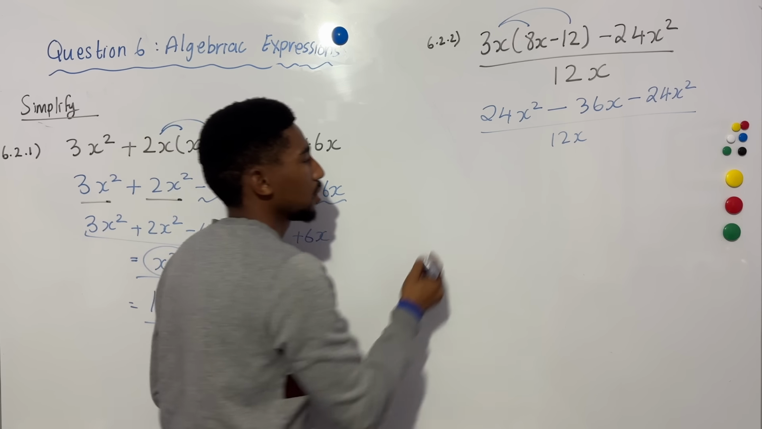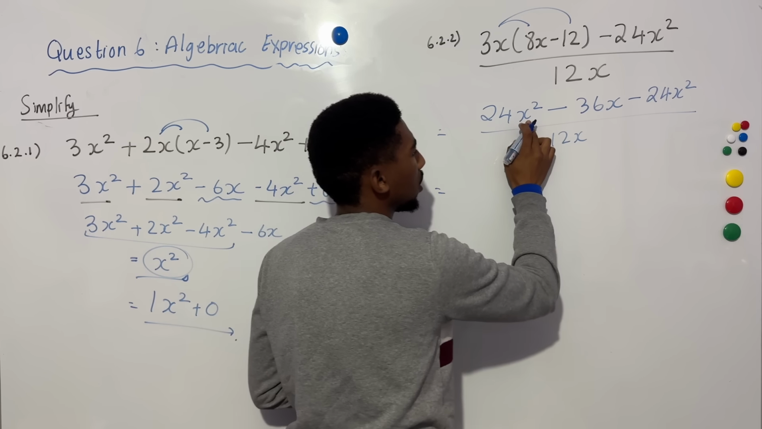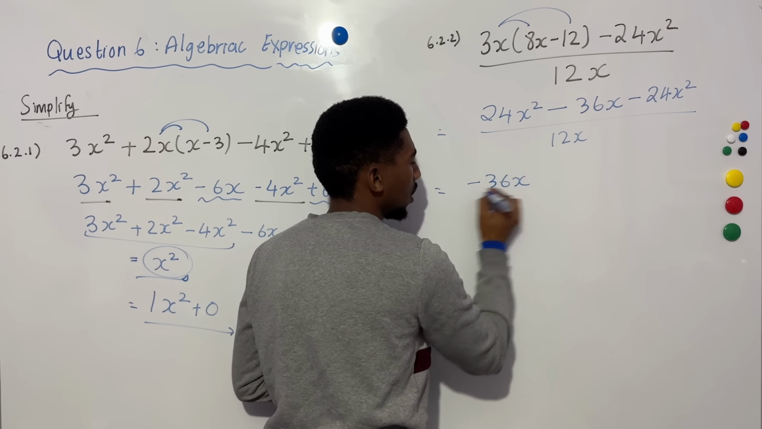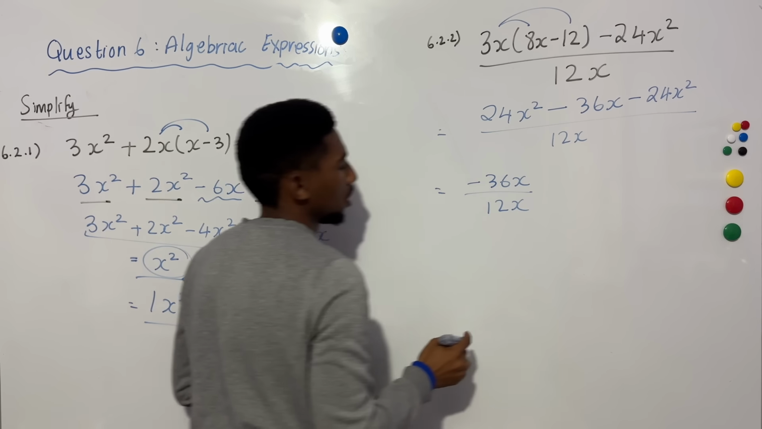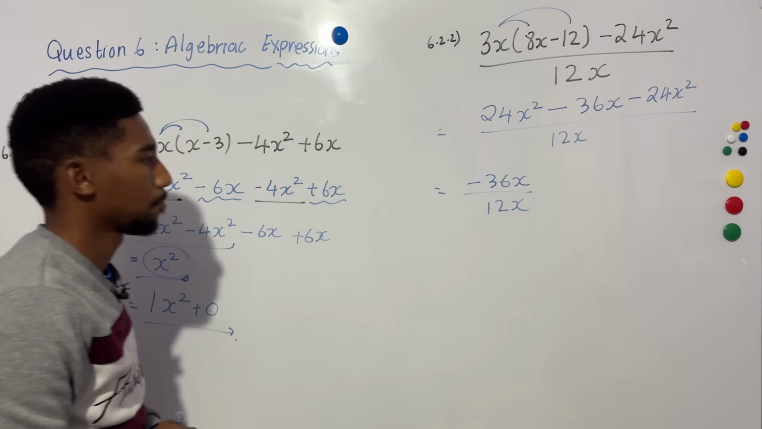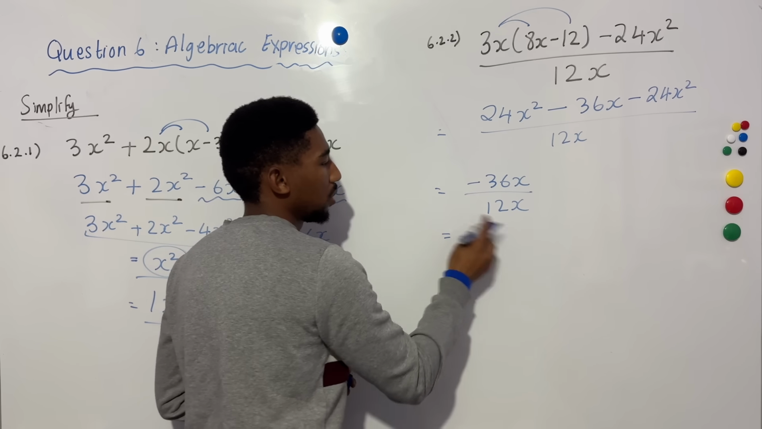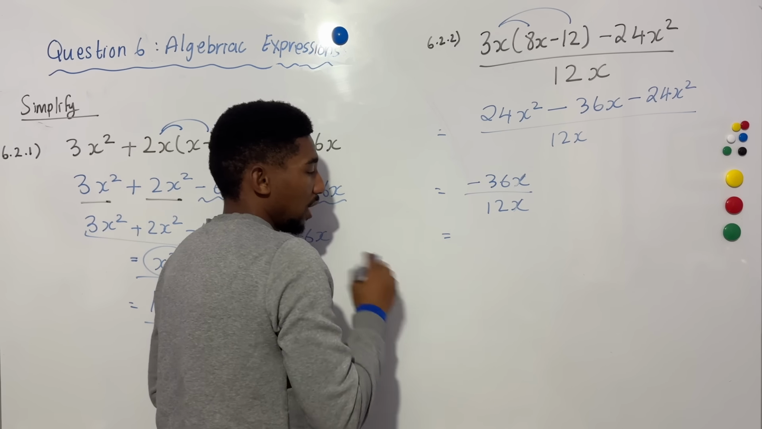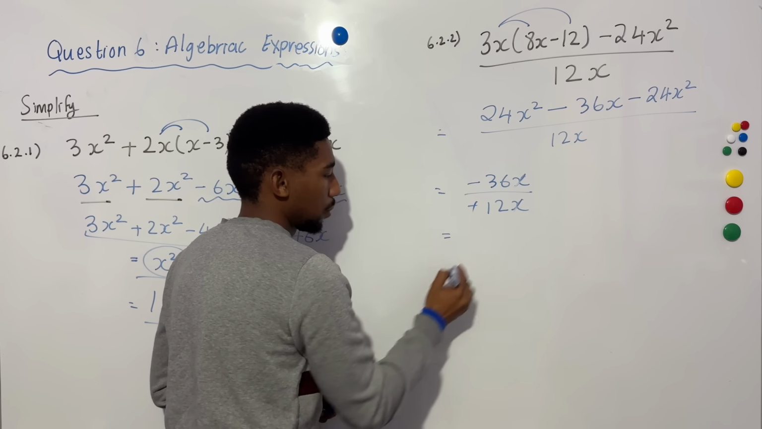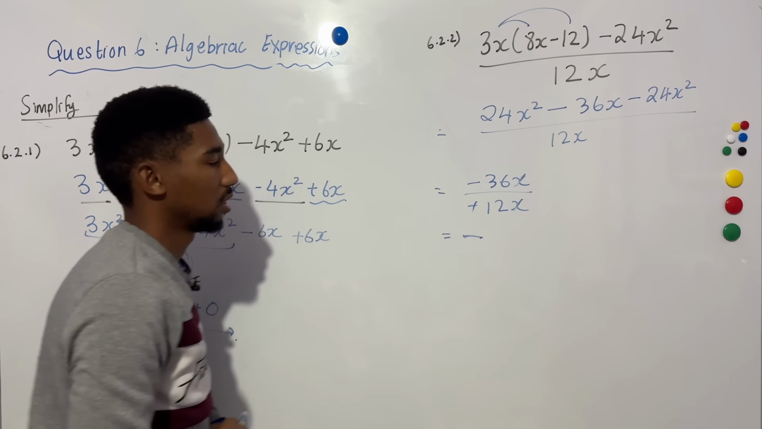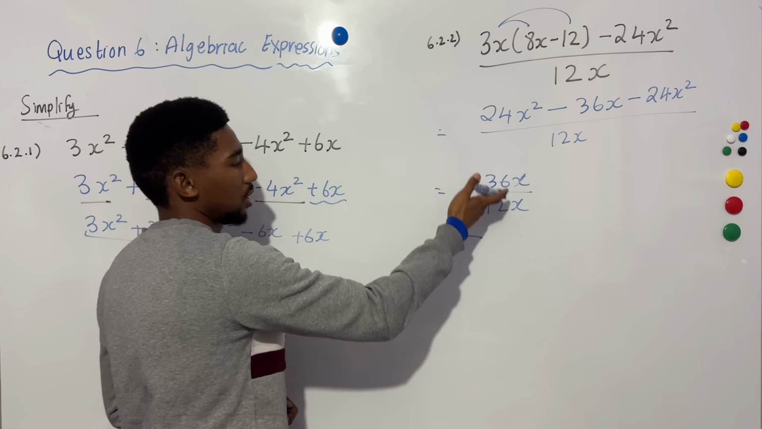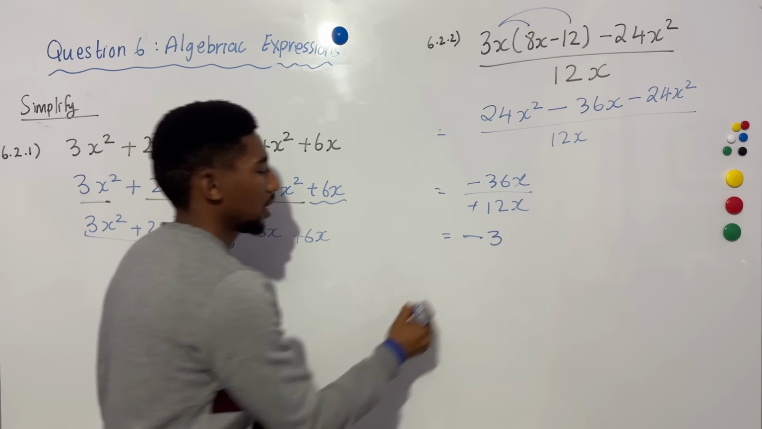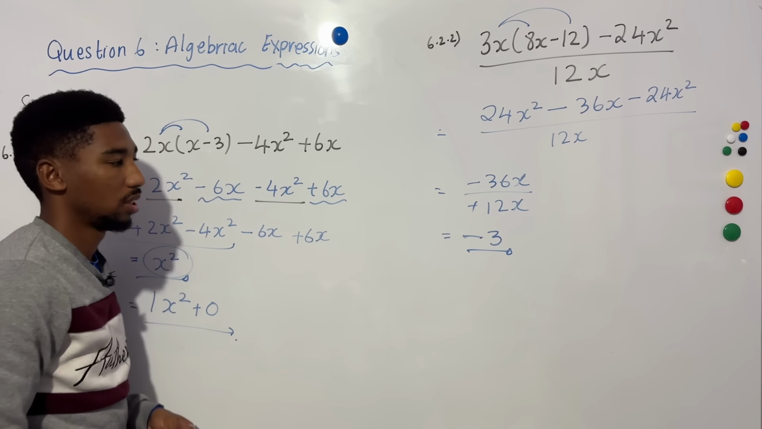Again, at the top, we're still working there. We still see like terms. So 24x squared minus 24x squared is equal to 0. Thank goodness for that. So we have minus 36x over 12x. Now we have a simple fraction. When you have something like this, those x's will cancel. Minus 36 divided by 12, it's a negative number divided by a positive number, so we still have negative as an answer there. So 36 divided by 12 is equal to 3. So the final answer is equal to negative 3.